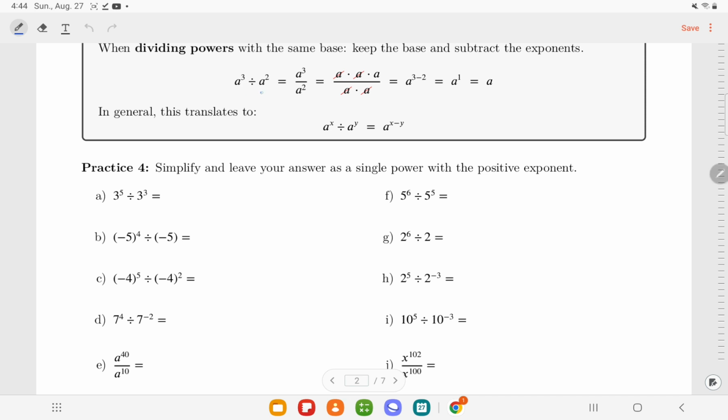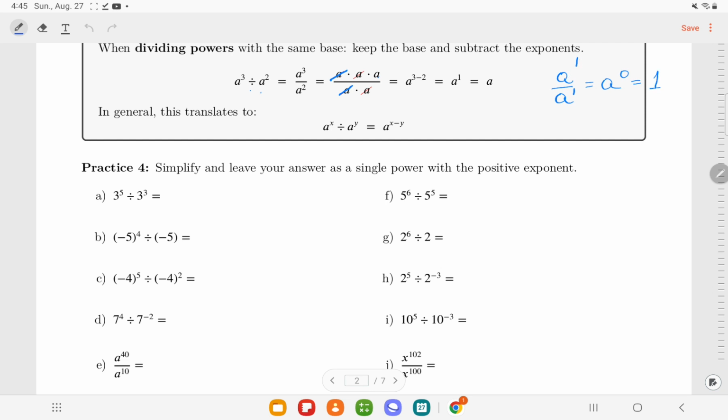When we divide the powers, we keep the base and we subtract the exponents. A cubed divided by a squared can be written as a cubed over a squared. And we know that a cubed means a times a times a, a squared is a times a, and a divided by a is just 1. And it is 1 because a divided by a equals a, and we subtract the exponents. 1 minus 1 is 0, and we know that anything to exponent 0 will give us 1.